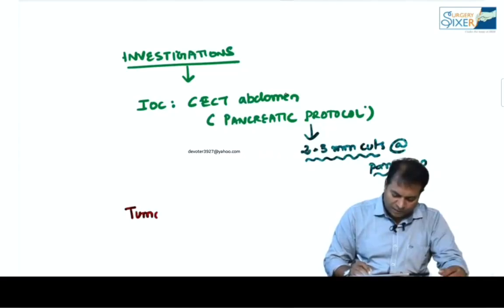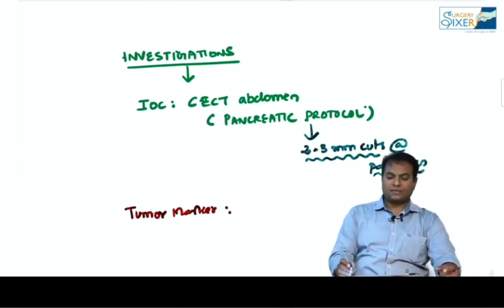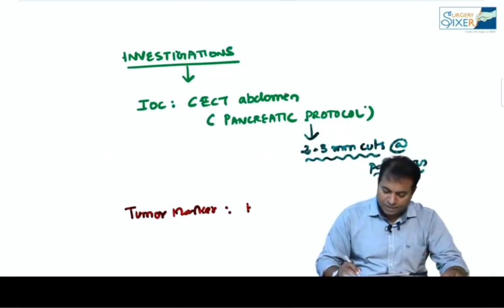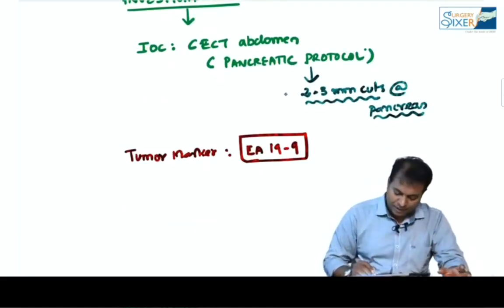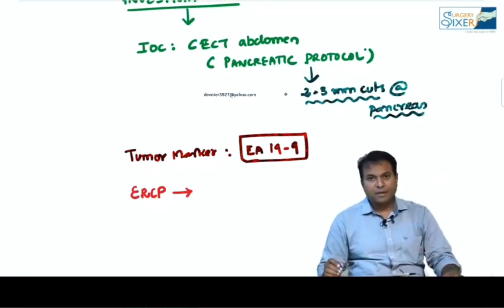And what is the tumor marker? For pancreatic cancer, diagnosis as well as investigation, everything is CT abdomen. The tumor marker is CA19-9. This is an expected MCQ. Please don't forget, CA19-9 is a tumor marker of pancreatic cancer. And what are the other investigations? ERCP is sometimes done to take a biopsy from periampullary lesions, but it is not essential. It is not a compulsion.